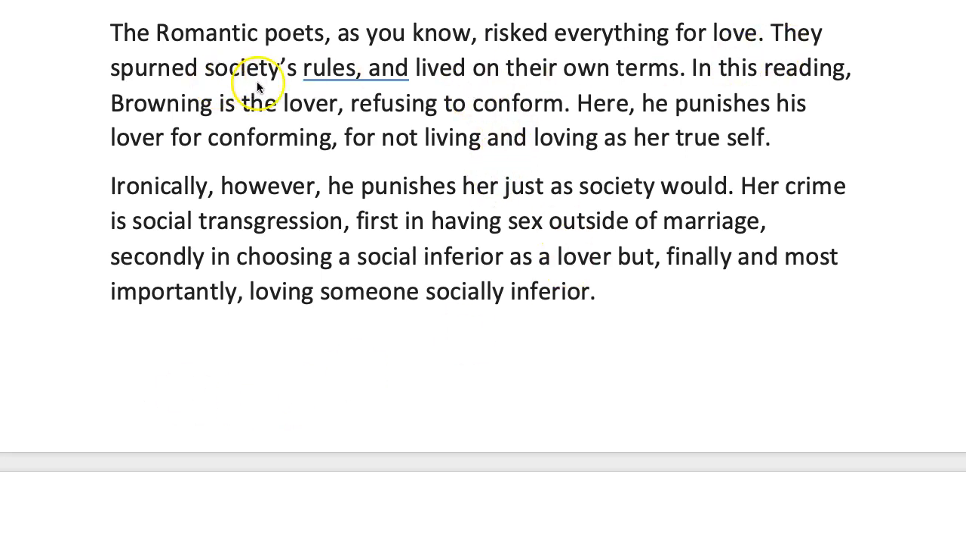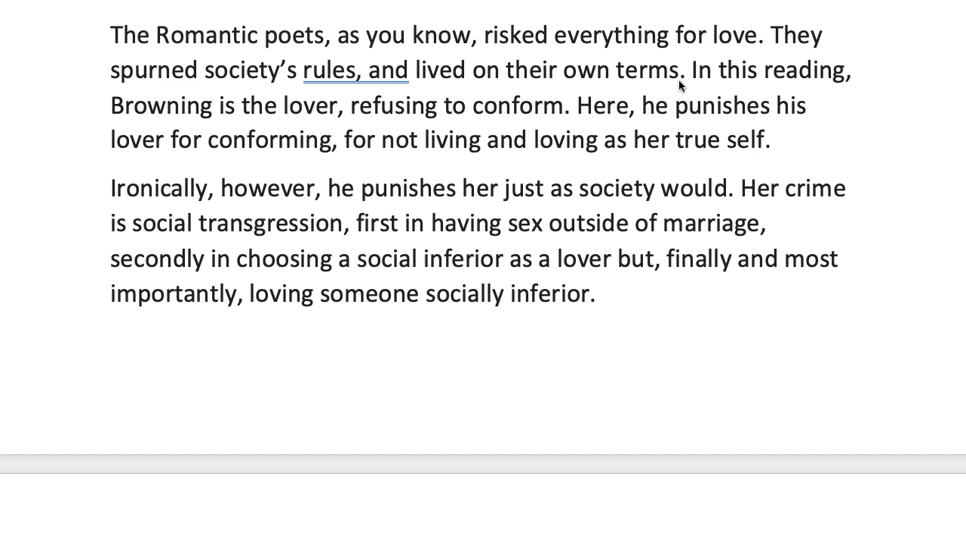So anyway, the Romantics spurned society's rules and lived on their own terms. And you can see that in the subject matter. This isn't the normal subject matter of a love poem, is it? It's quite the reverse of that. In this reading, Browning is the lover refusing to conform. Here he punishes his lover for conforming, for not living and loving as her true self. So he kills her because she has given in to society's rules instead of following her heart and following her lover. Ironically, however, he punishes her by murdering her just as society would punish her.